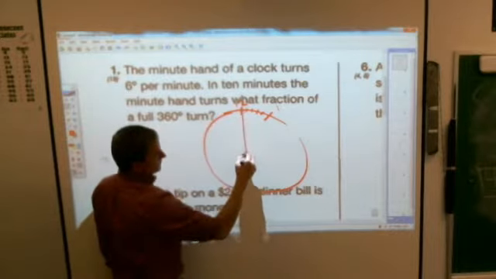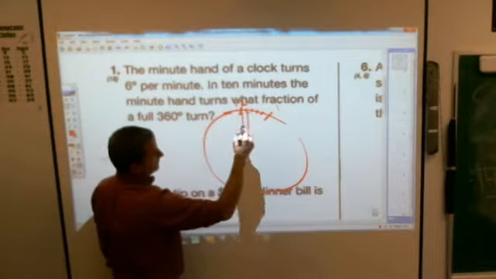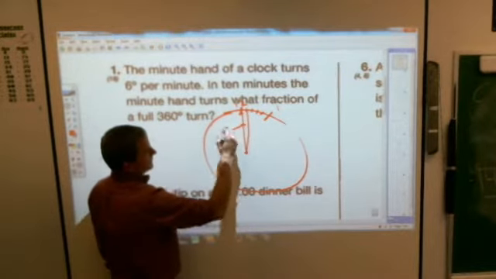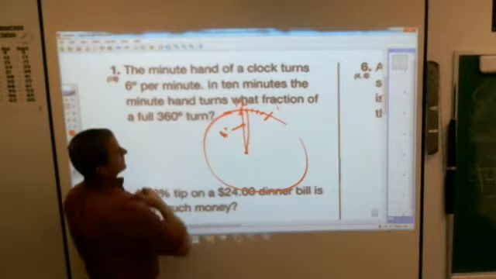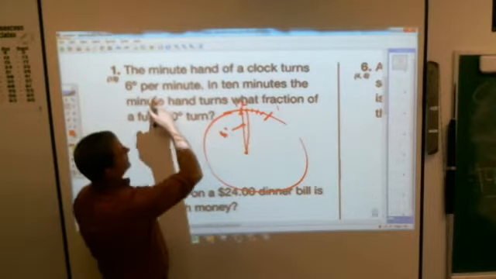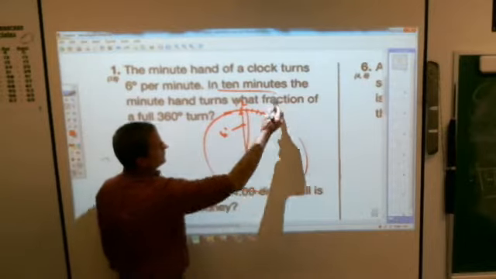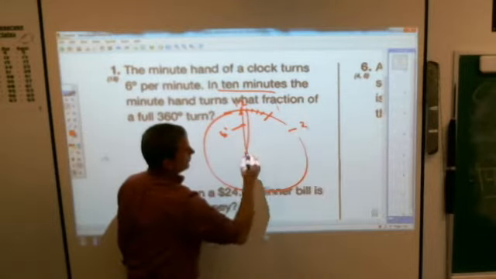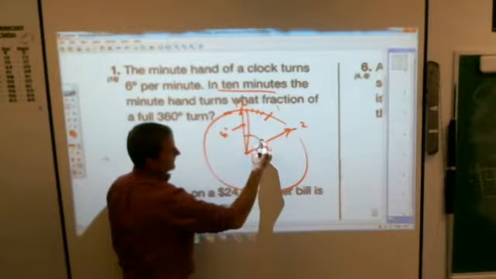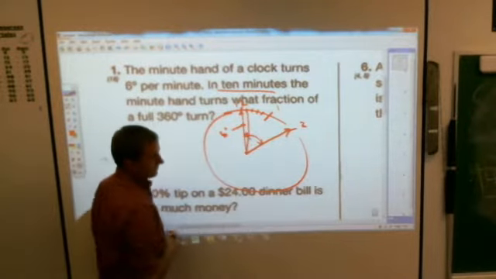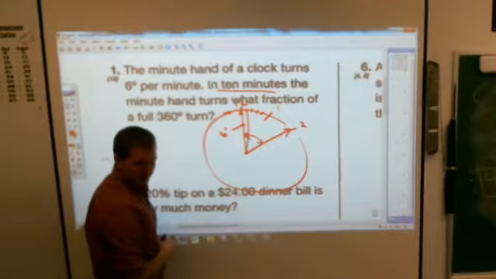Every minute, if the hand goes from here to here, that is 6 degrees, correct? That's what it says. Every minute is 6 degrees. Well, the hand didn't move just 1 minute, it moved 10 minutes, so it actually went all the way to here. So how many degrees? If every minute is 6 degrees and it moved 10 of them, how many degrees is that?